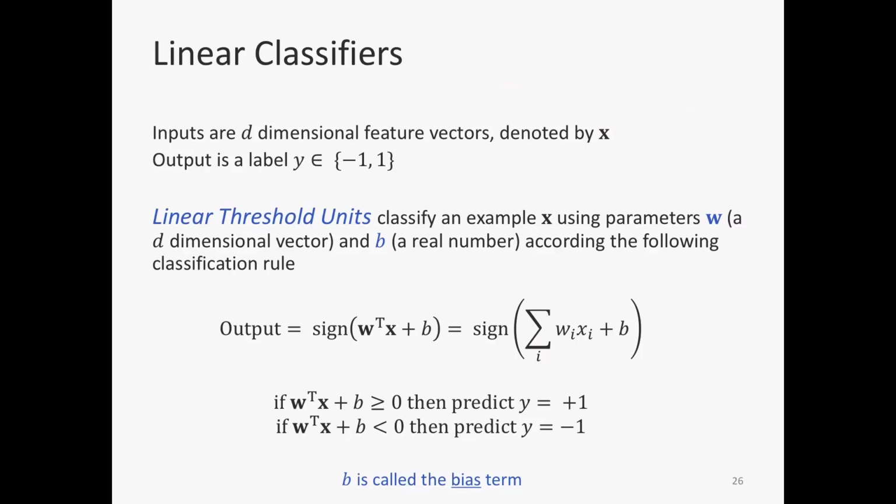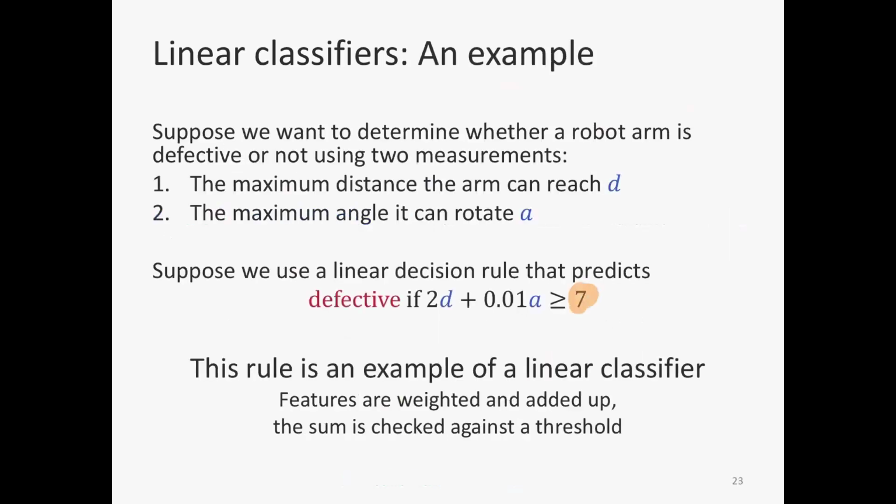In the context of the previous problem, notice that here I'm always comparing against 0. In the previous problem, I was comparing against the number 7. So really, in this case, the bias is -7. So I could have written this as 2D plus 0.01A minus 7. So it's behaving like the negative of the threshold. That's what it is. There's also a geometric reason for this, which I'll come to in a minute.